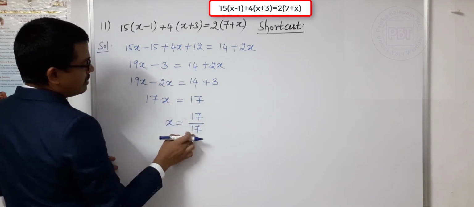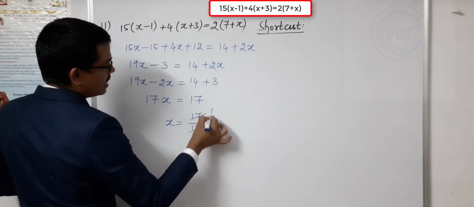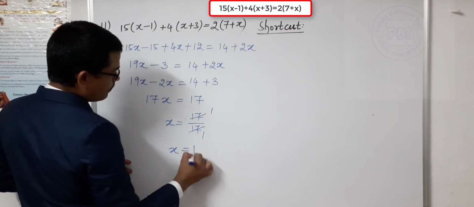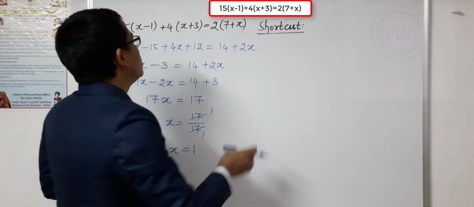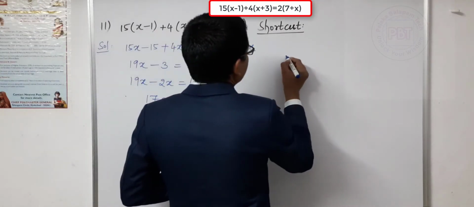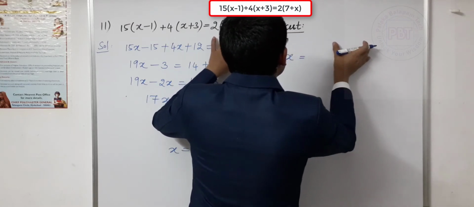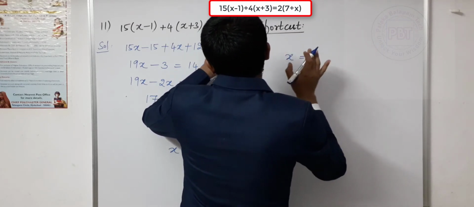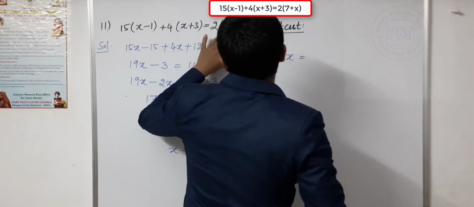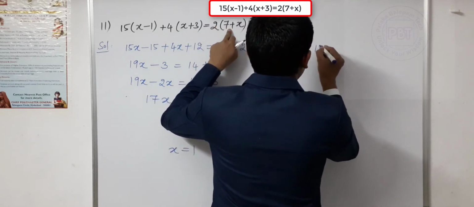So this 17 will divide, 17 ones are 17. Therefore the x value is 1. Now see the shortcut. The variable involved is x here. Therefore x equal to, first of all we need to write the constants. First the right hand side constants we are going to take. 2 7s are 14, plus 14.